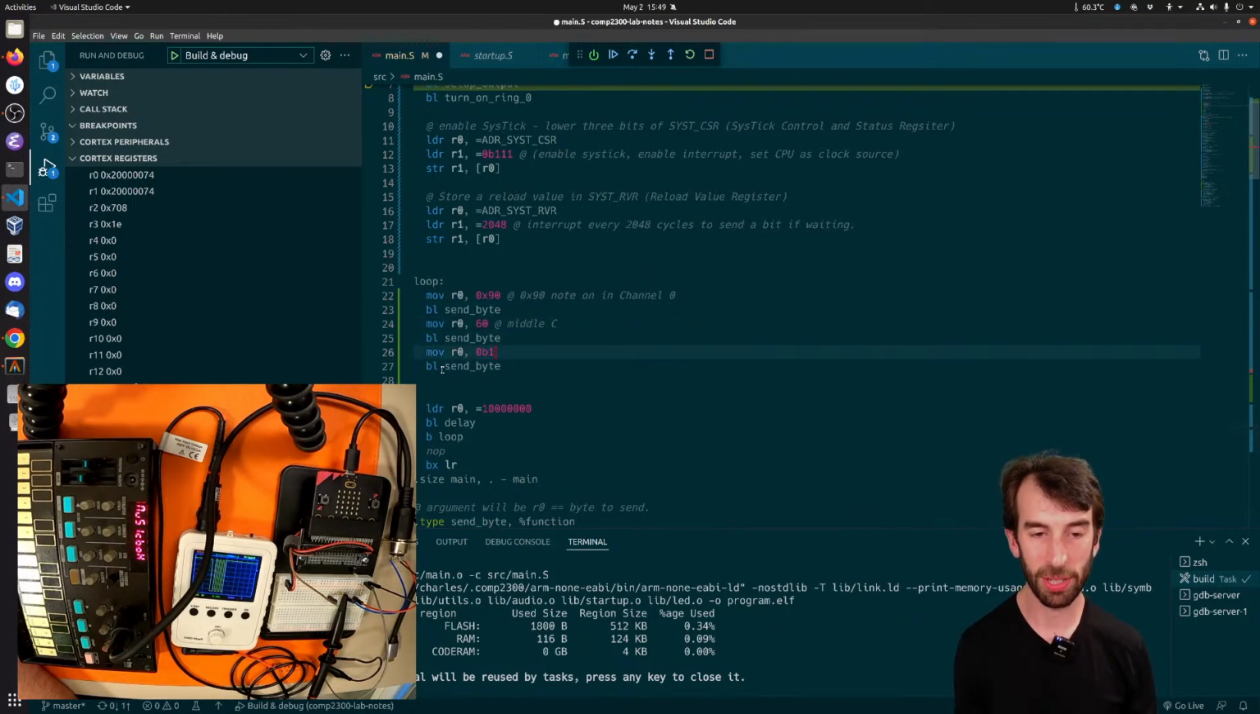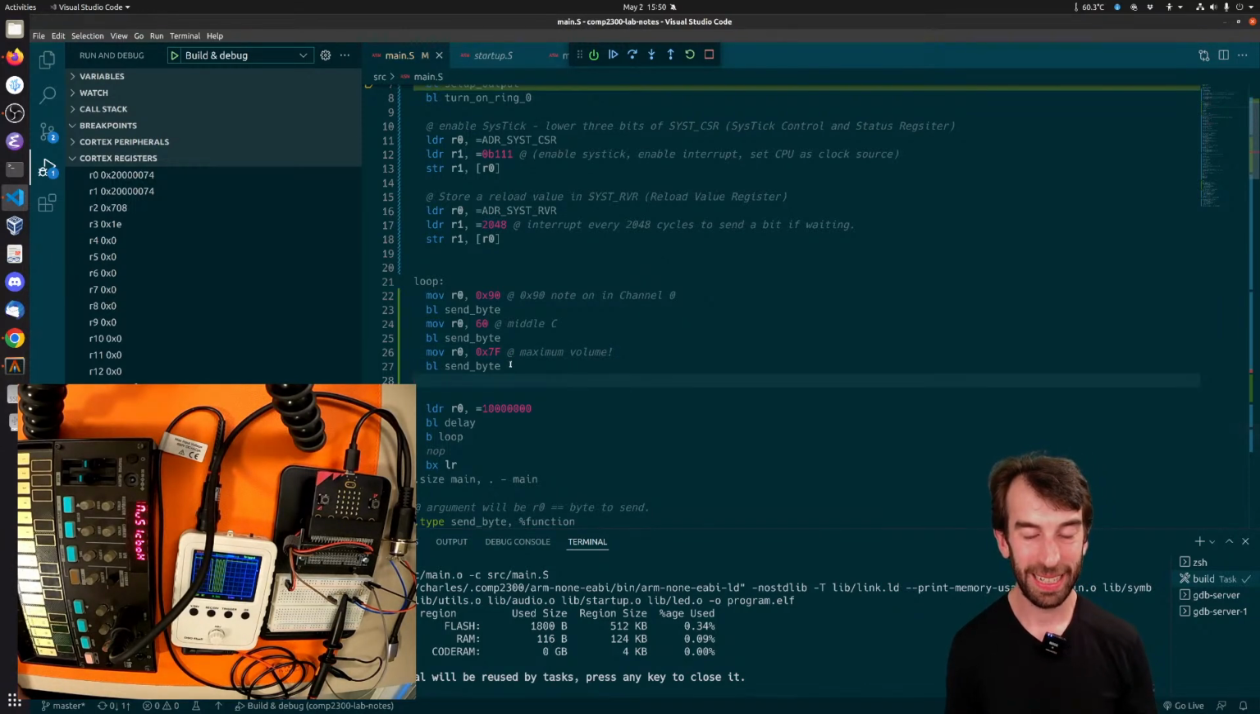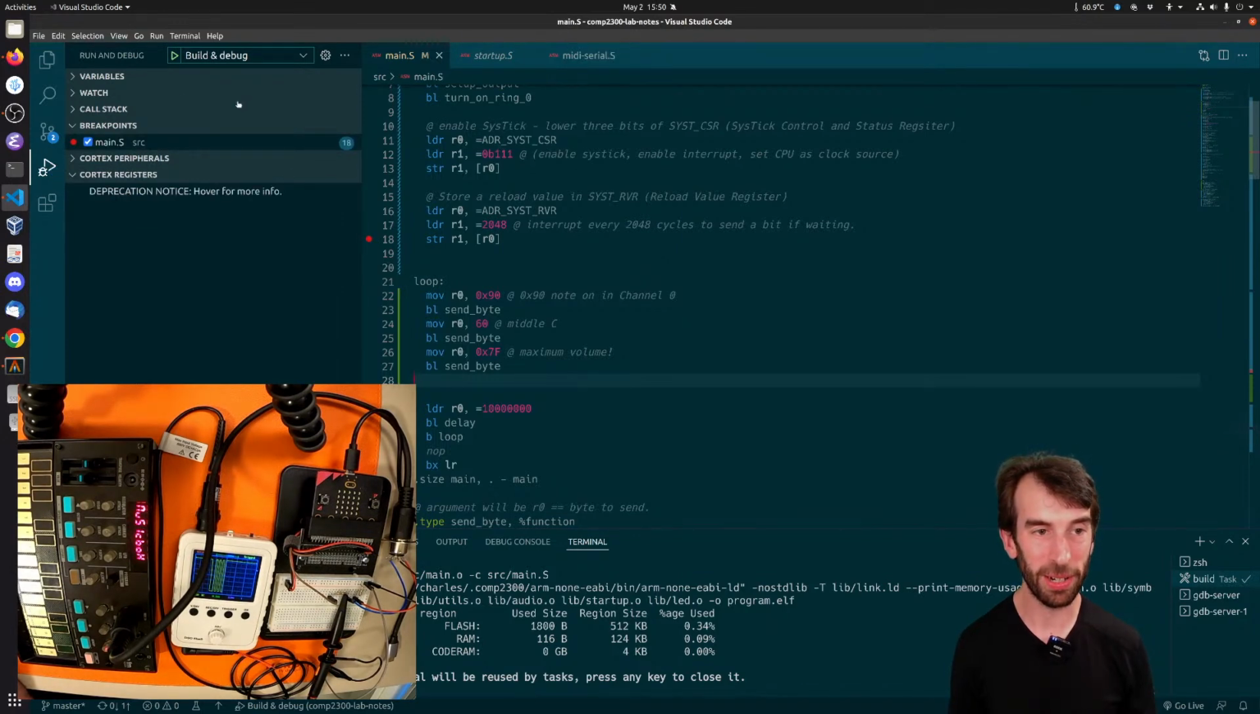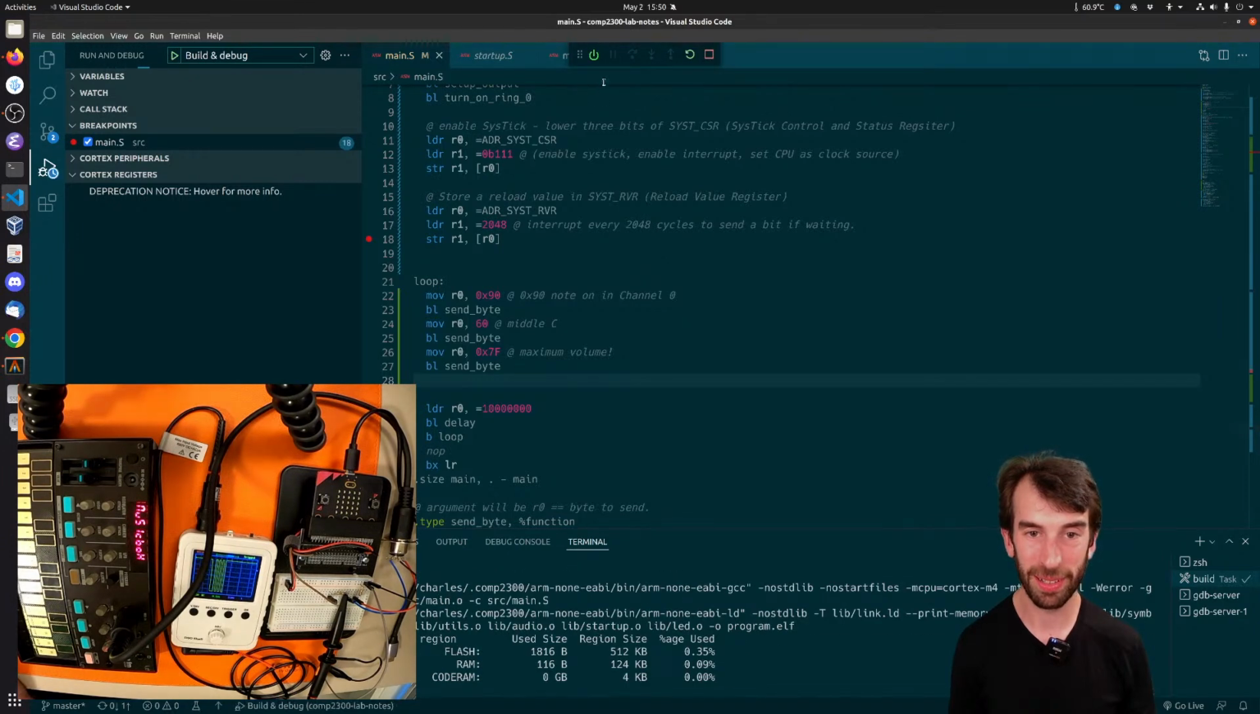And this one, I'm just going to use maximum volume. Oh, I remember the hex for that one. It looks cooler if you use hex, doesn't it? 0x7F, that's 127. And I'm going to send all those things. So I'm just going to put not inside my loop. I'll just compile my code and let's see if this is going to work.